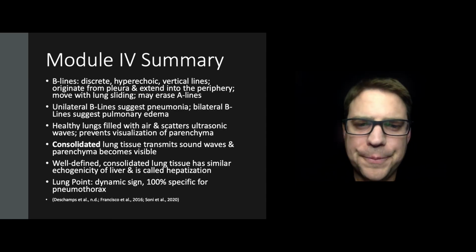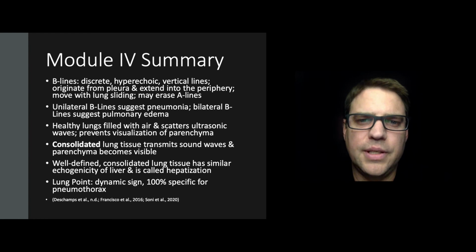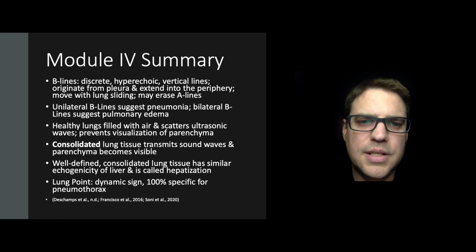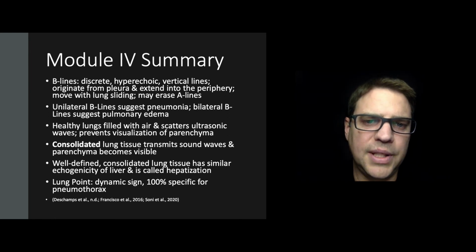Module 4 Summary. B lines are discrete, hyperechoic, vertical lines that originate from the pleura, extend into the peripheral fields, move with lung sliding, and may erase A lines. Typically, unilateral B lines suggest pneumonia, while bilateral B lines suggest pulmonary edema.